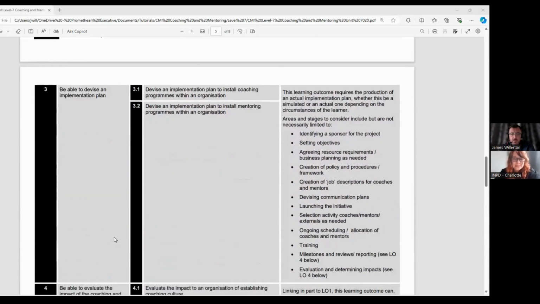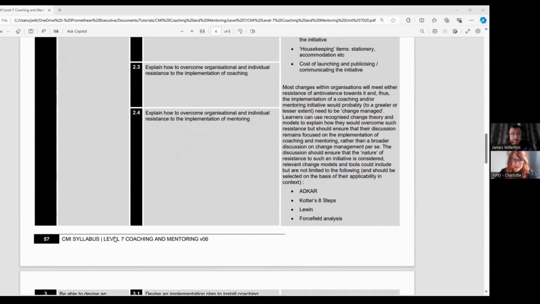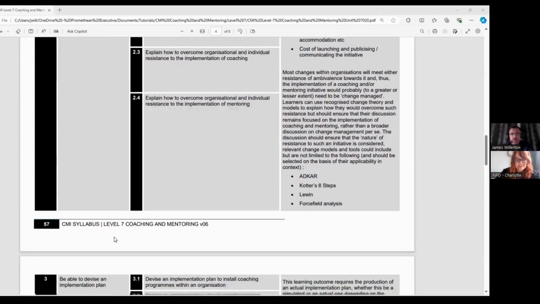We do get a bit of a spike in referrals for 2.3 and 2.4 as well, just so everybody's aware, just to make sure you treat those both differently. So again, make sure that you treat coaching separately from mentoring, and organization and individual resistances is really important. And you've got to explain how to overcome those resistances. So identifying it is one thing, but what could you do to try and overcome those things is, again, the major part of the question.